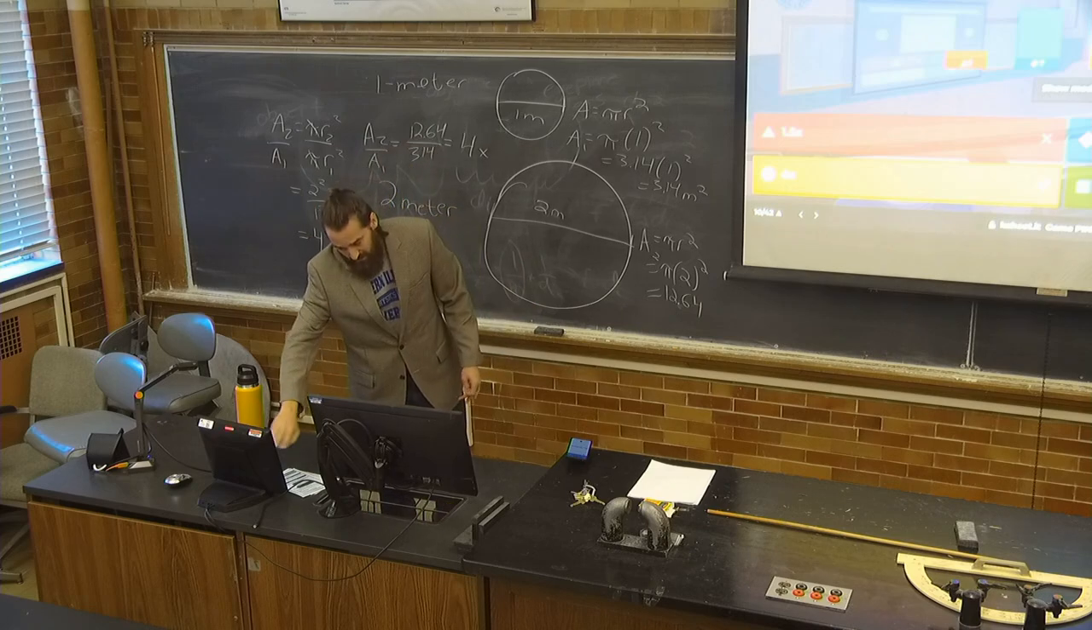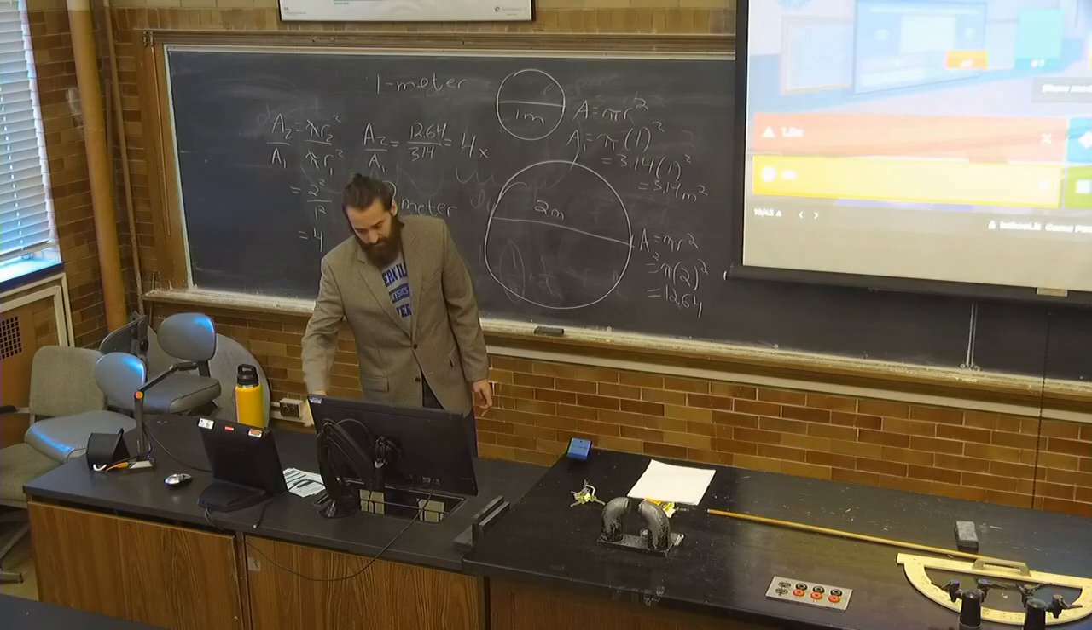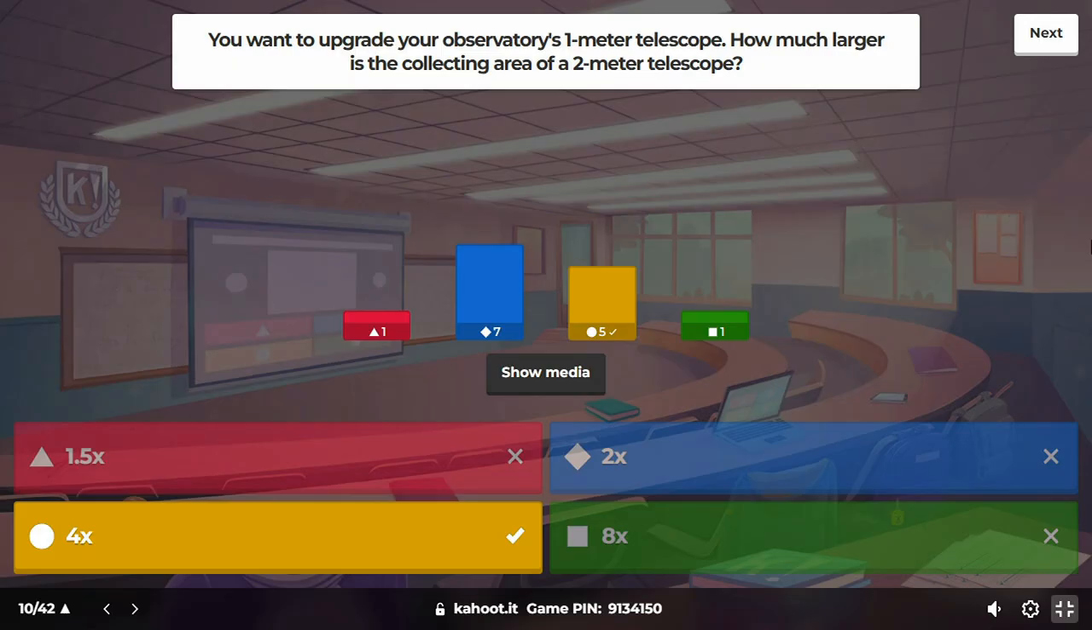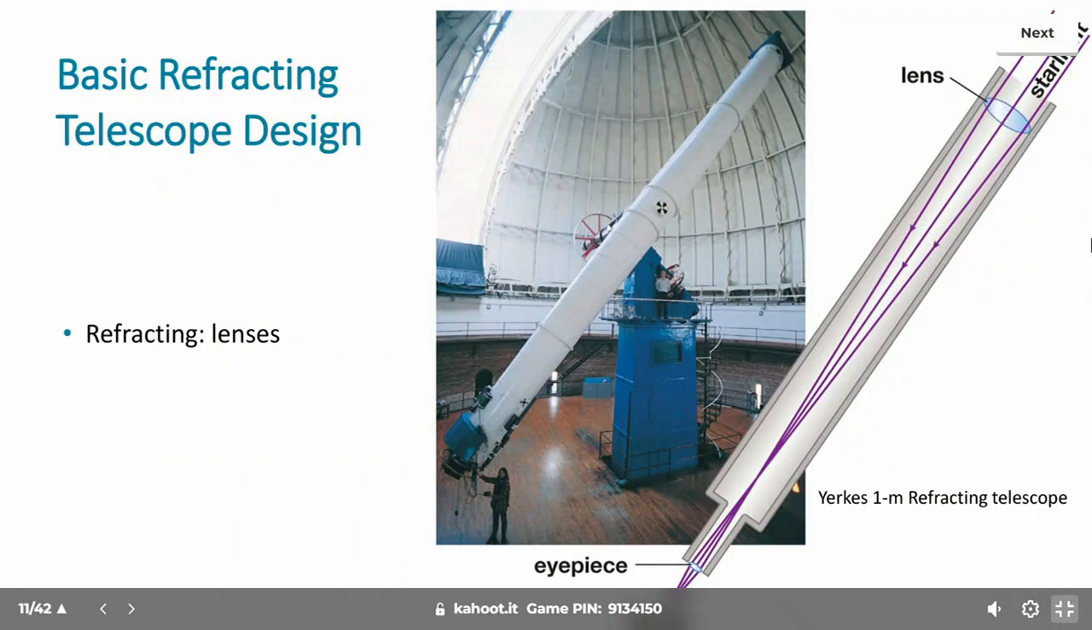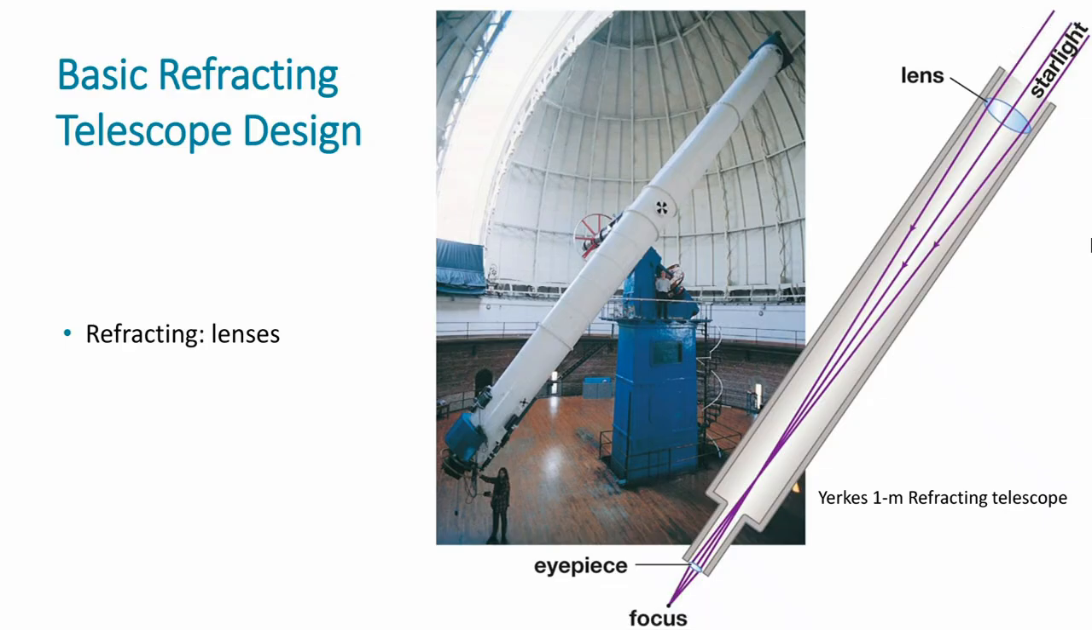So, very useful to make your telescope as big as possible. And so this is the largest refracting telescope, and refracting telescopes are ones that are only made out of lenses. So this is the largest refracting telescope in the world, the Yerkes 1 meter refracting telescope. And so you can see the person for scale, and you can see how long the tube has to be in order for this refracting telescope to work.